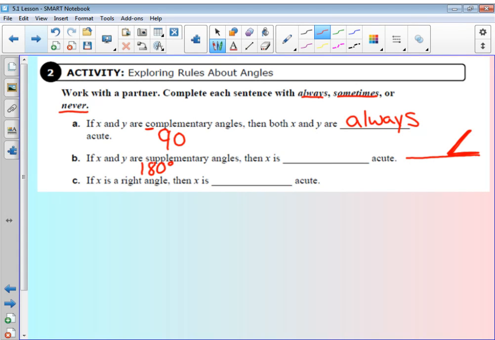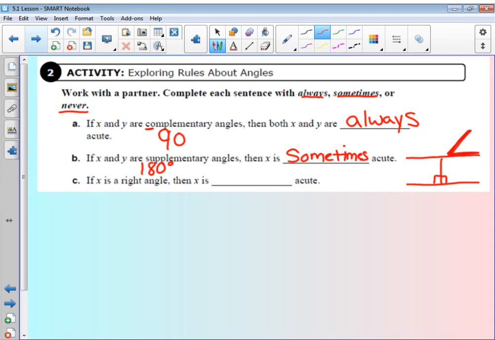Okay, so it looks like it can be acute. Does it always have to be acute? Well, let's do another line. And if I were to split it right in half, straight up and down, well, they could also be right angles. So it can't always be acute. And we've already identified that sometimes it can be, so it can't be never. So this would be sometimes. Okay, because sometimes you could have a right angle.